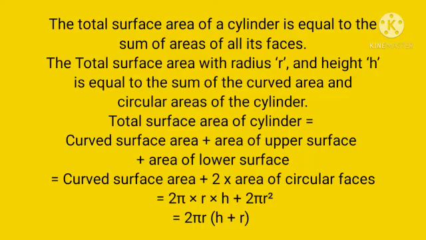That is, total surface area of cylinder is equal to curved surface area plus 2 multiplied by area of circular faces, which is equal to 2 pi r h plus 2 pi r square. We take 2 pi r common, so we get 2 pi r multiplied by h plus r. Therefore, total surface area of cylinder is equal to 2 pi r multiplied by h plus r.